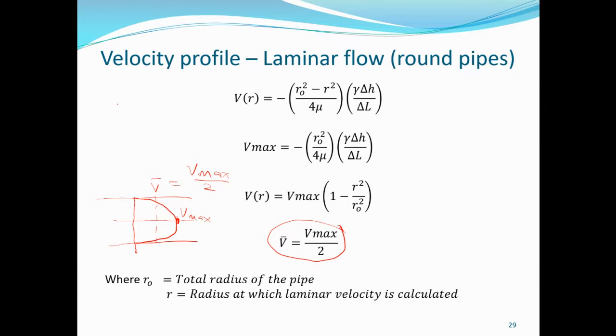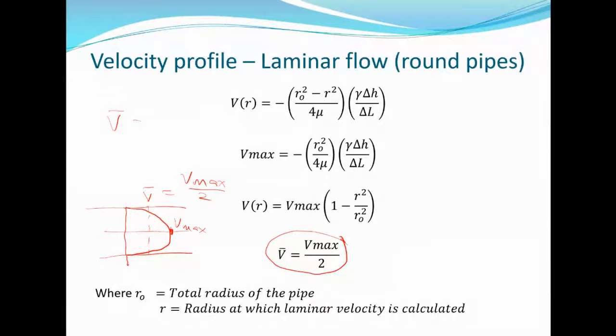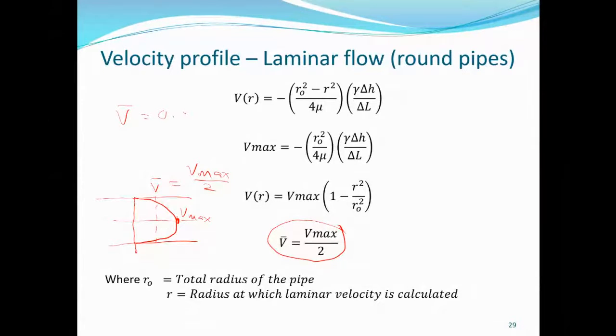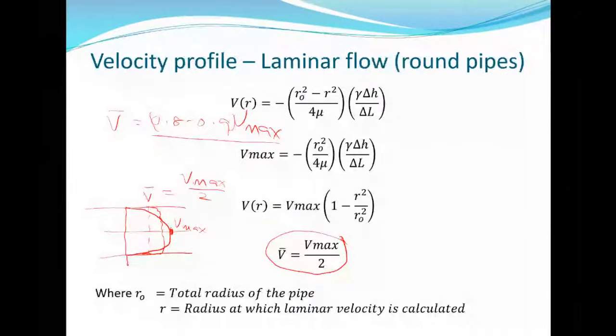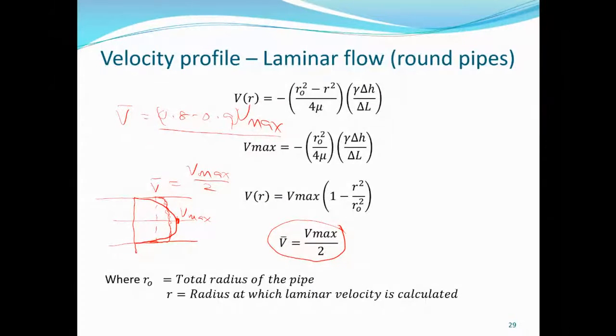For turbulent flow, the average velocity is about 0.8 to 0.9 of the maximum. We mentioned this before. It is 0.8 to 0.9 because for turbulent flow the velocity distribution is more or less uniform. It's more or less like a plug. So the difference between the average velocity and the maximum velocity is not very much, just 10 to 20% for turbulent flow.